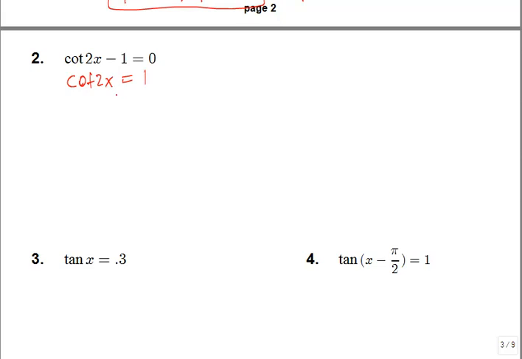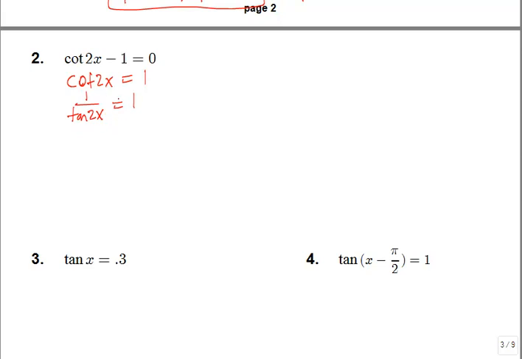Now if you're comfortable working with cotangent and you want to solve directly from here, that's perfectly fine. Sometimes I find that students are a little bit more comfortable with just sine, cosine, and tangent. So if you prefer, you could change this to the reciprocal and rewrite it as 1 over tangent of 2x and then proceed from there. So I'm just going to show you this way in case that's your preference.